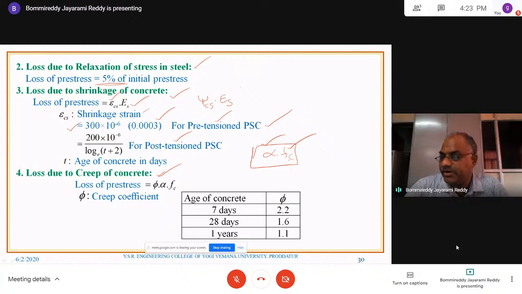Computing FC is tedious. Otherwise the second loss is okay, loss due to shrinkage is alright, and loss due to creep of concrete. All these losses can be found by knowing this simple formula. So remember this small formula, it is required to know. And in the examination, the creep coefficient will be given according to the age of concrete and used appropriately.